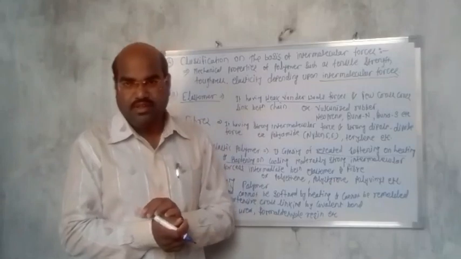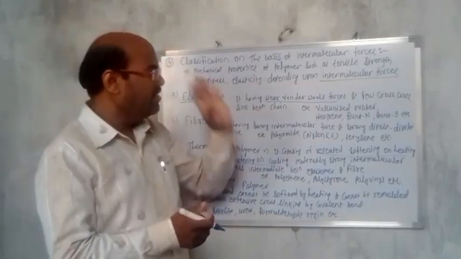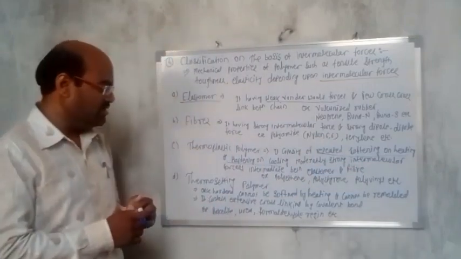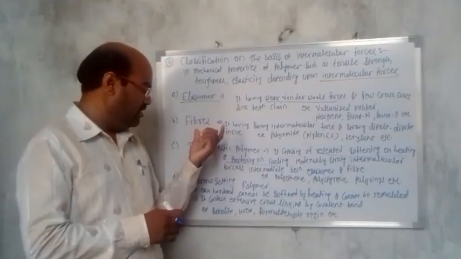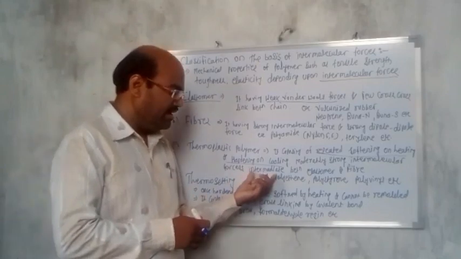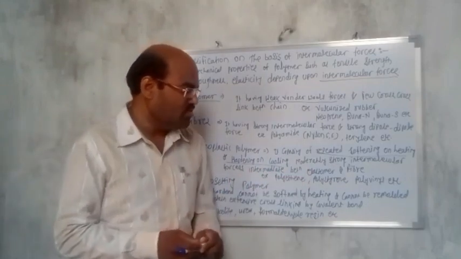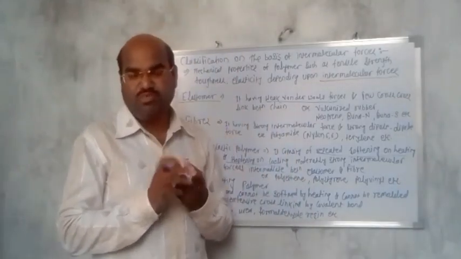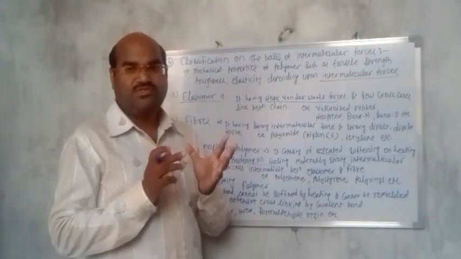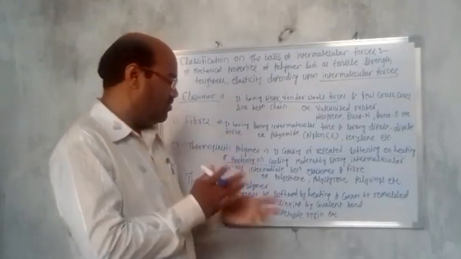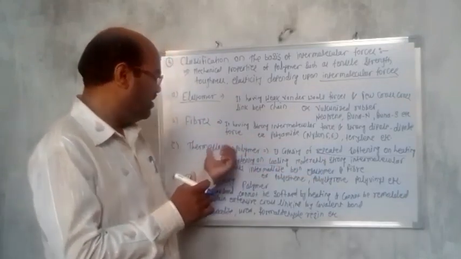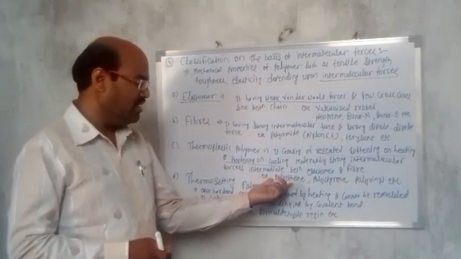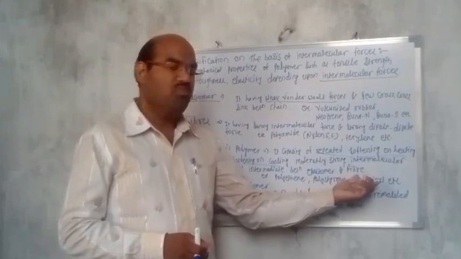And moderately strong intermolecular forces are present in this thermoplastic polymer, and it is intermediate between elastomer and fiber. So elastomer having weak forces and fiber having strong forces. So moderately strong intermolecular forces are present in thermoplastic material. So example of thermoplastic material, polyethylene, polystyrene, polyvinylene.